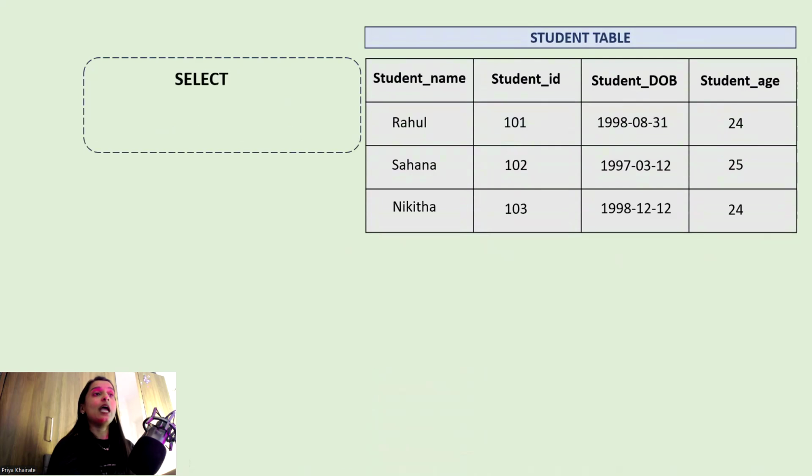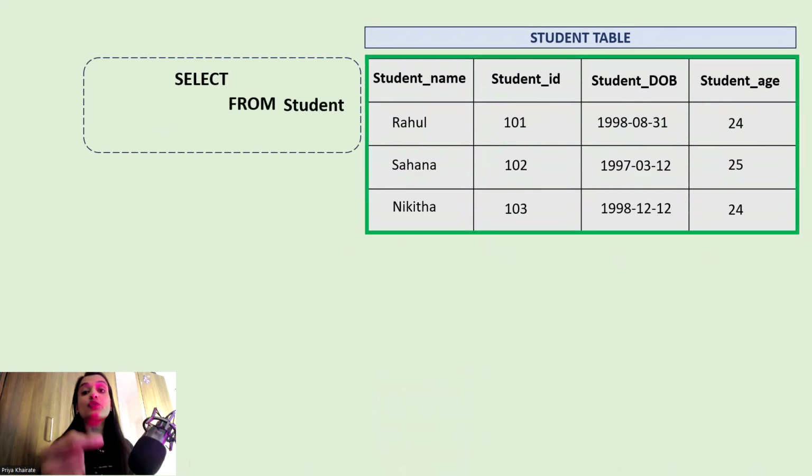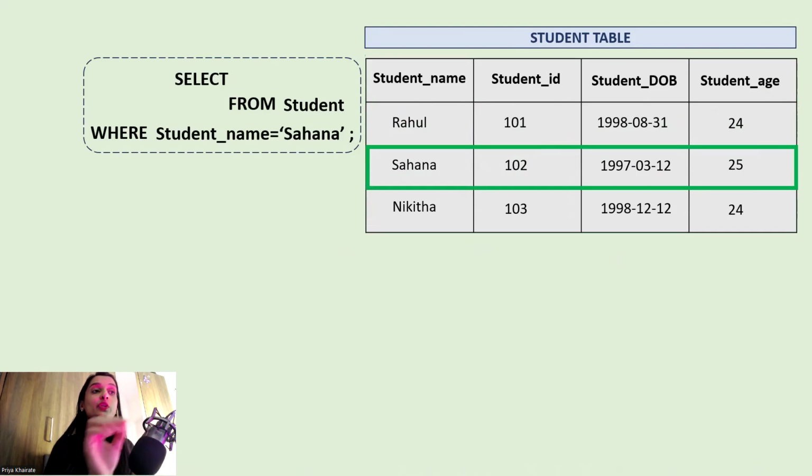This is the table. I'm telling it to select, but DBMS is confused about what to select and from which table to select. So I'm telling the DBMS, you select from the student table. So out of multiple tables, it will target the one table which has the name student. Okay. Now, how many rows to select? I am going to filter the rows now based on one condition. I don't want Rahul, Sahana, Nikita, all rows I don't want. I want only the details of Sahana. So I will tell wherever student name equals Sahana, you target only those records.